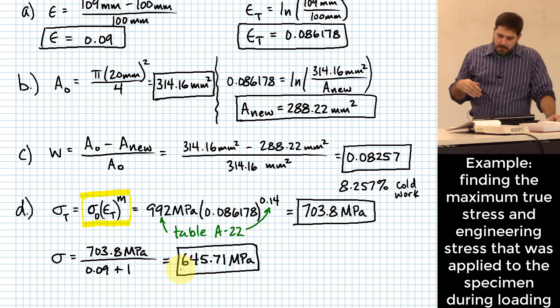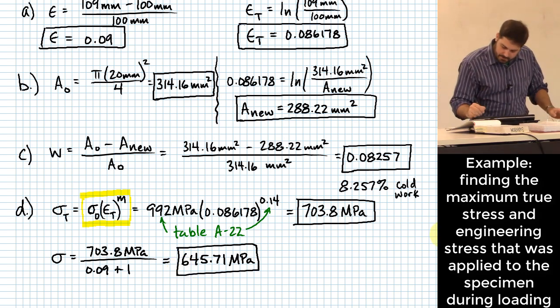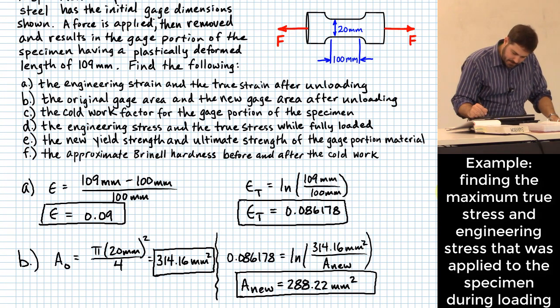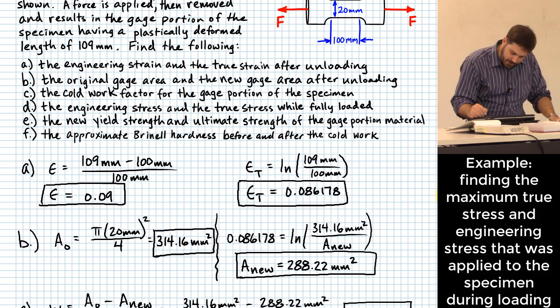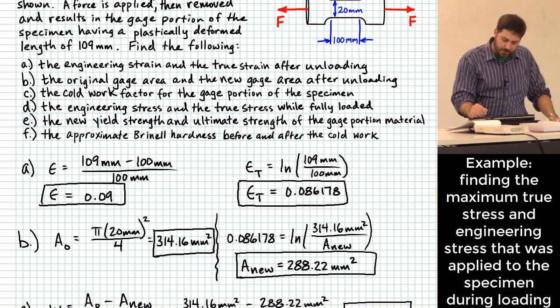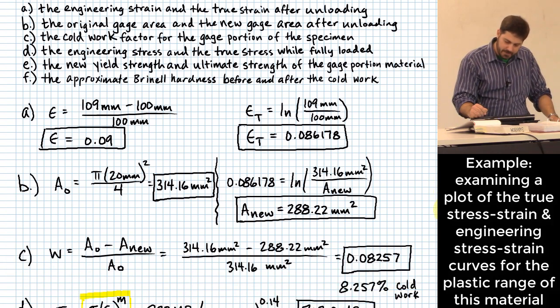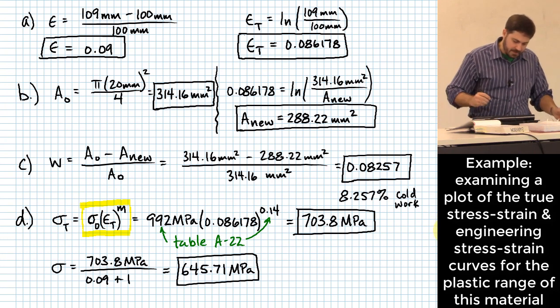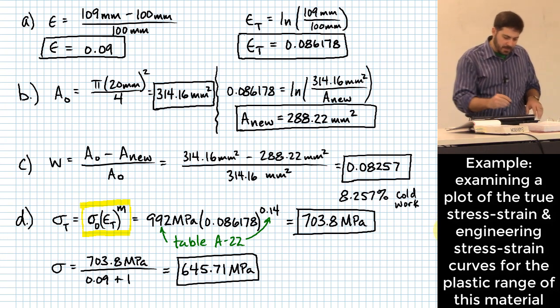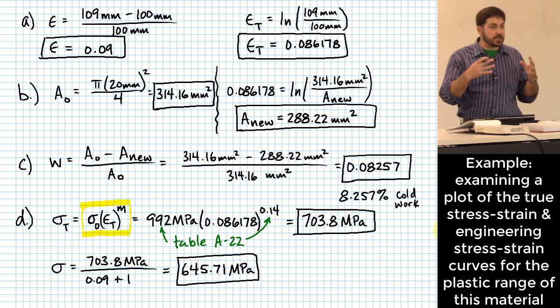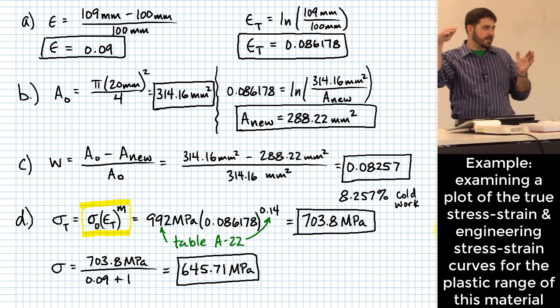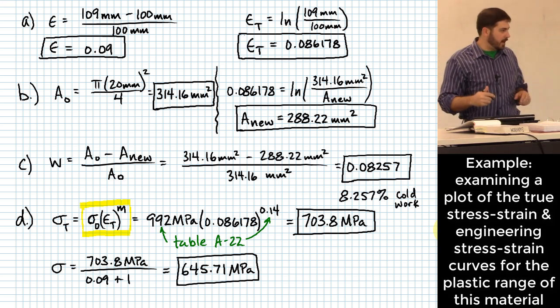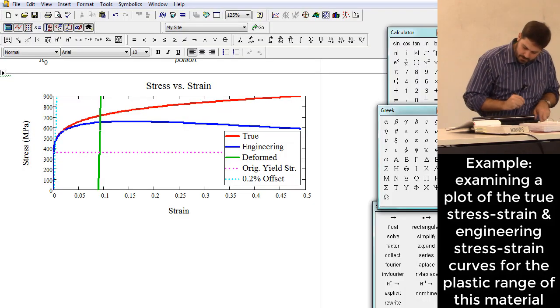All right, let's move on to the next piece. It says here, the new yield strength and ultimate strength of the gauge portion material. Tell you what, before I get there, I actually wanted to take a little pause and show you what these curves actually look like when they are plotted proportionally. So I did that.